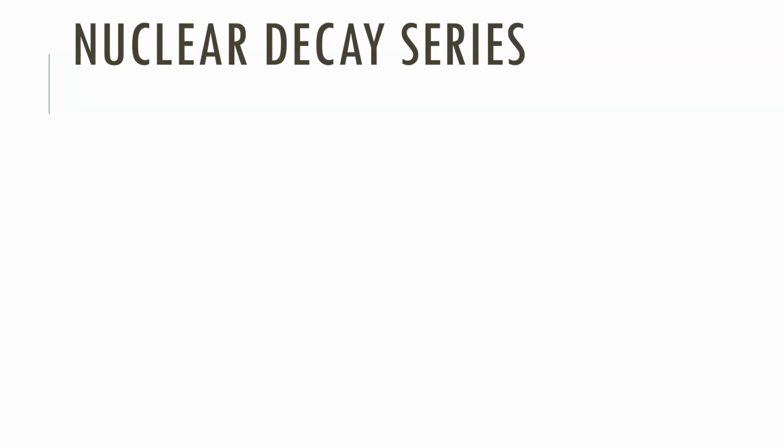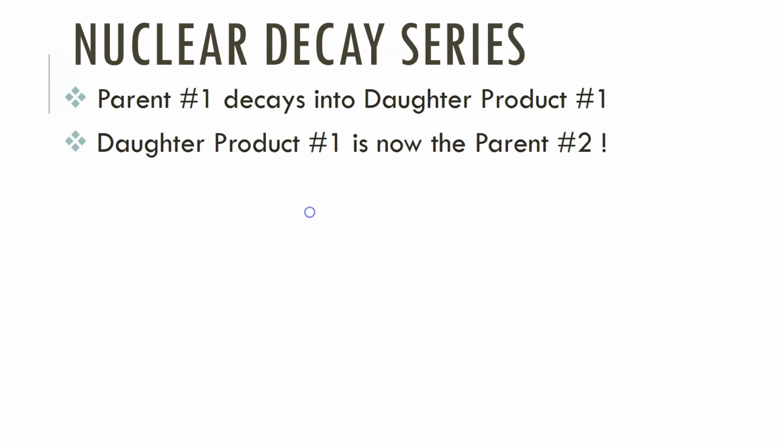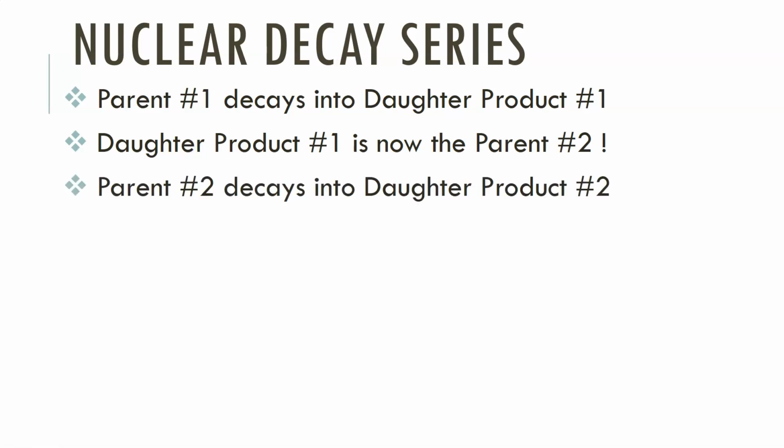The way this works is that your parent number 1 decays into your daughter product number 1. Then you take that daughter product and it's going to undergo its own decay in a second reaction. And now that daughter product has turned into a parent isotope. It's going to decay into a new daughter product. Then that one is going to be the new parent, and now that one's going to decay. And it just keeps going and going as many times as necessary.